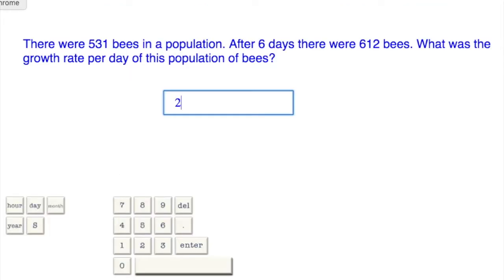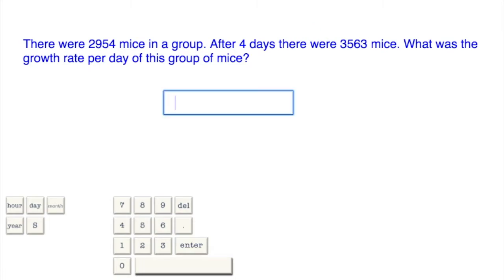Back to the program. 2.4%, like that. And there we go, and that's it for level 3.